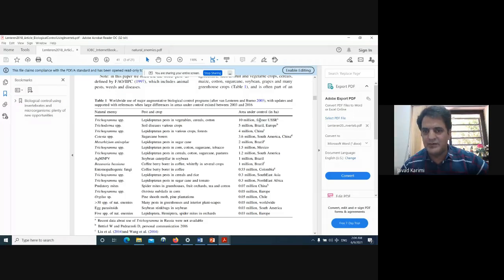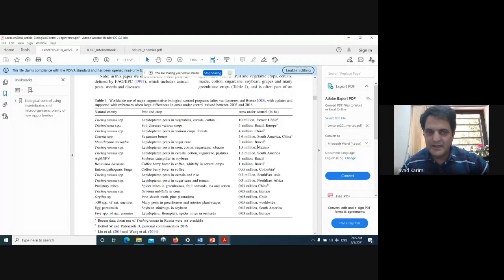application of biological control in the world, which is used in former USSR countries. Another group is Trichoderma. This is a fungus which is applied against different fungi, against soil diseases, in crops, in about 5 million hectares in Brazil and also in Europe. You can see Trichogramma again, against Lepidoptera in 4 million hectares in China. You can see Cotesia as the parasitoid of sugarcane borer in 3.6 million hectares in South America and China.